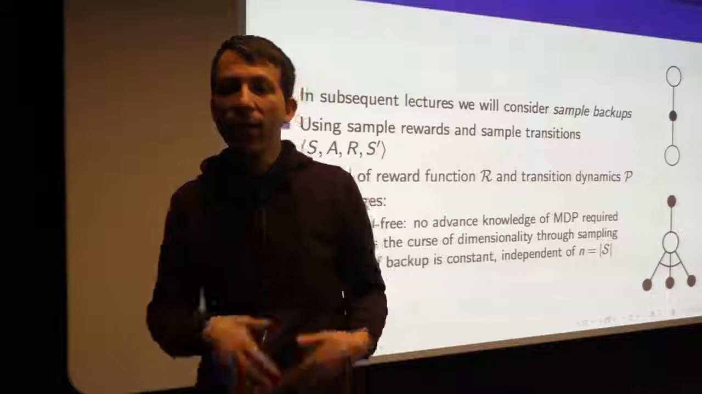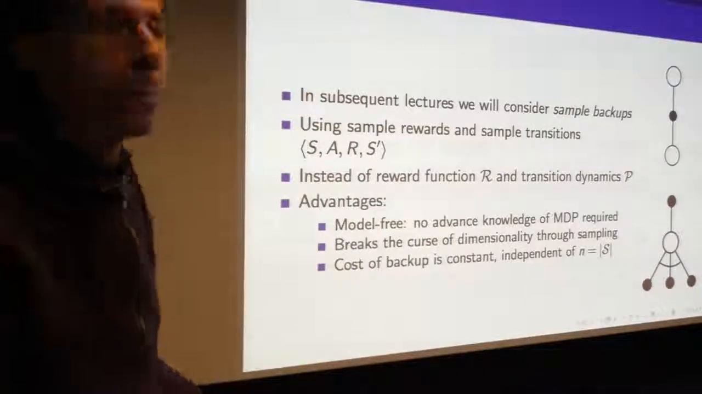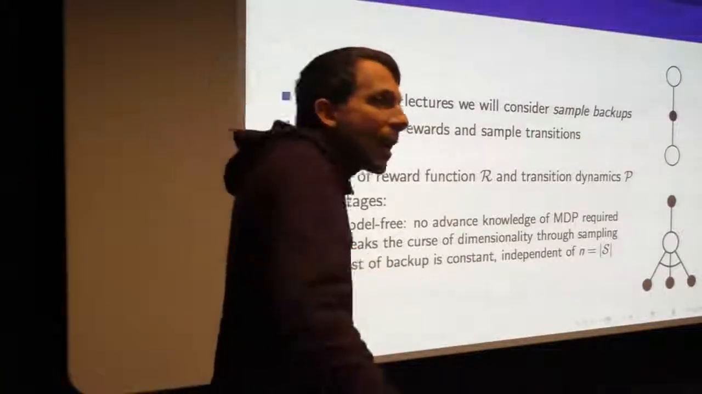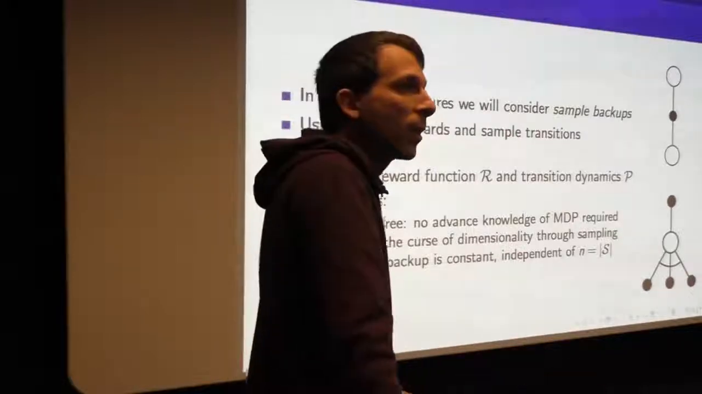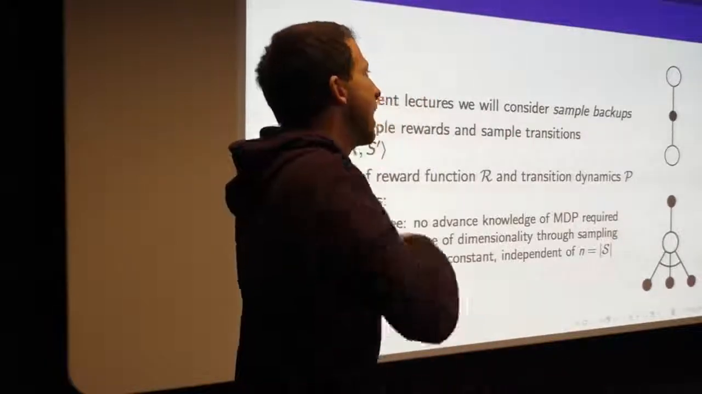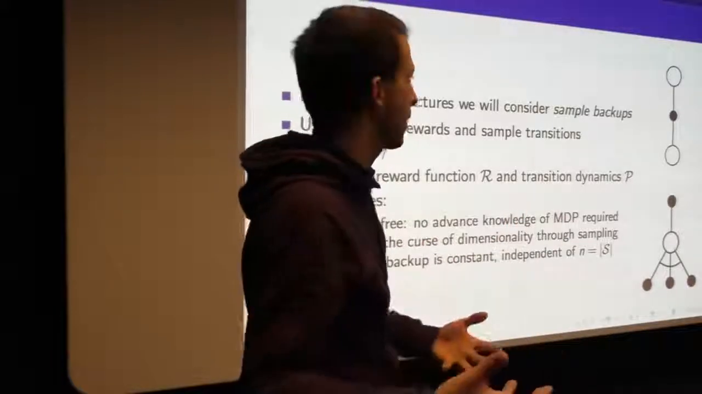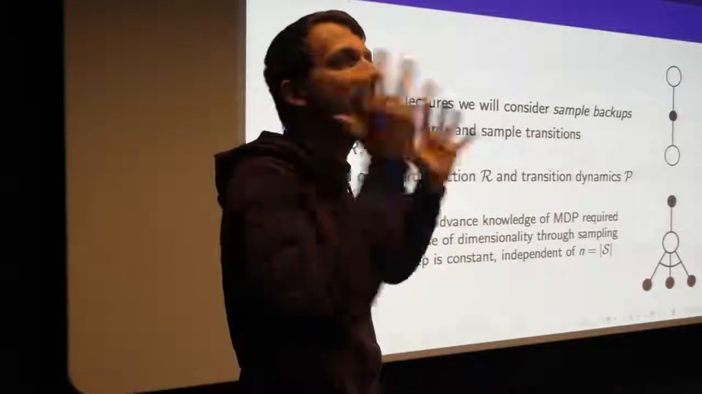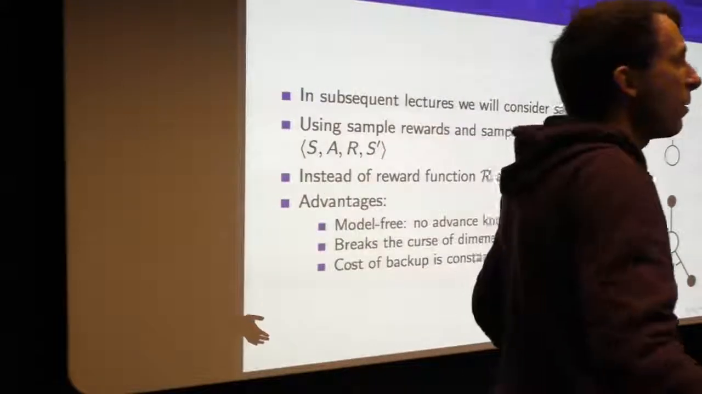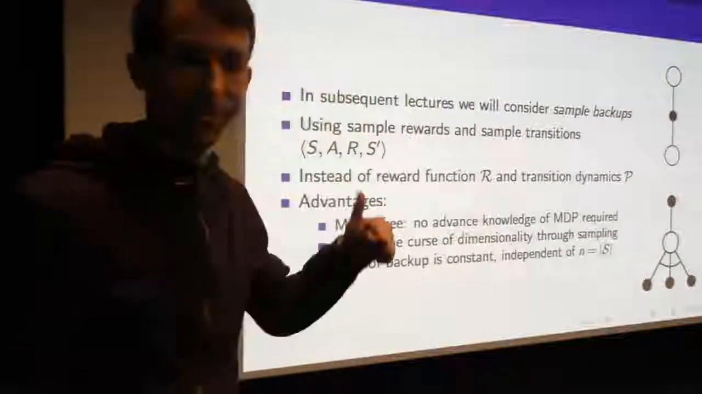It's going to break the curse of dimensionality through sampling, but also it means that because we're sampling the dynamics of the environment, we don't need to know the model of the environment. So this is how we convert from these dynamic programming methods to model-free reinforcement learning methods. Instead of someone telling us the dynamics, we just sample from them, we see what happens.